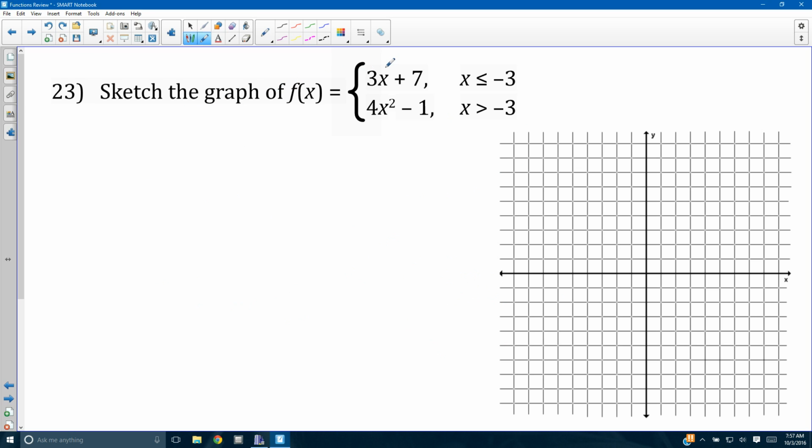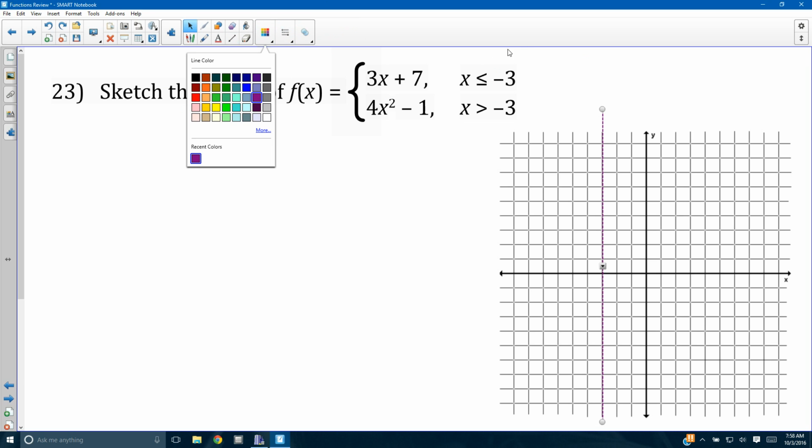Number 23, sketch the graph of this piecewise function here. 3x plus 7 is on the top when x is less than or equal to negative 3, and 4x squared minus 1 when x is greater than negative 3. So negative 3 is this big threshold where I decide to stop graphing one and start graphing the other. This one right here.